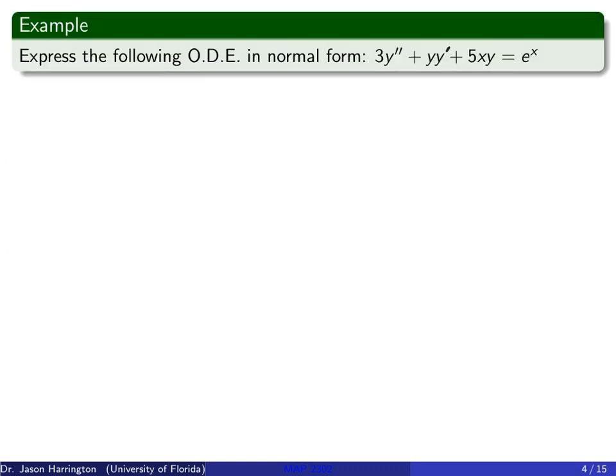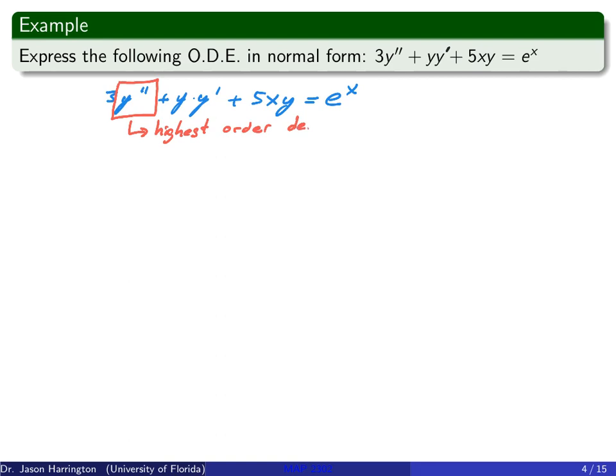I'm going to start off with an ODE, and in this ODE I'm going to have 3y double prime plus y times y prime plus 5xy is equal to e to the x. Now the highest order is going to be the y double prime. So that's the highest order derivative that we have, and that's what I want to solve for.